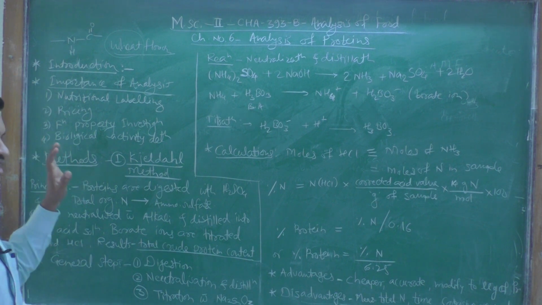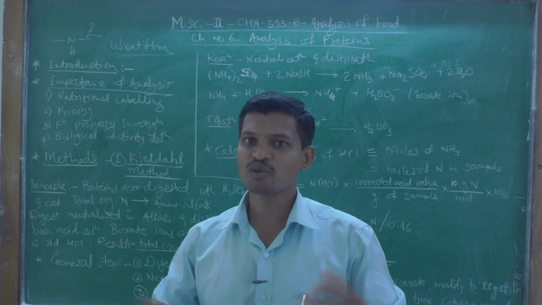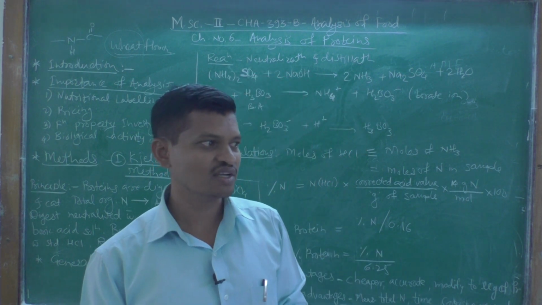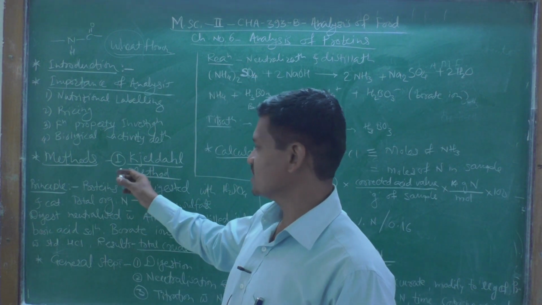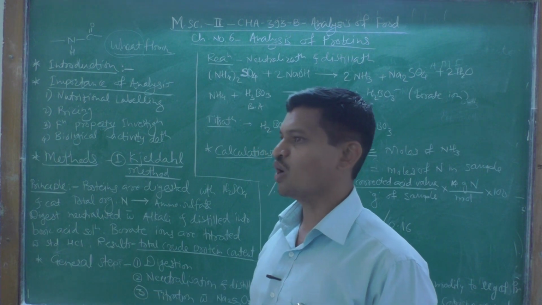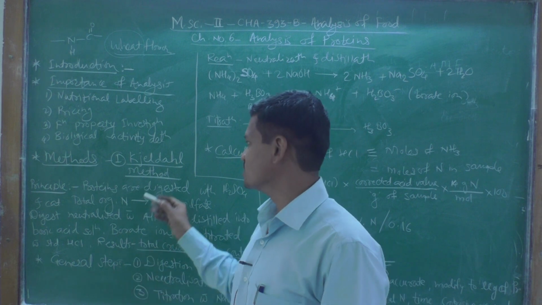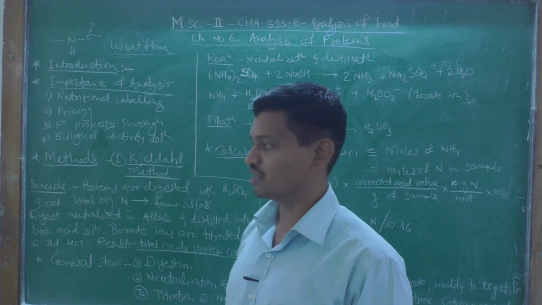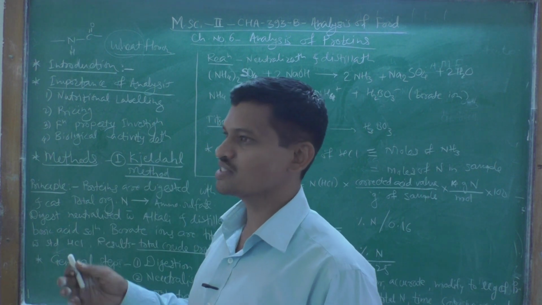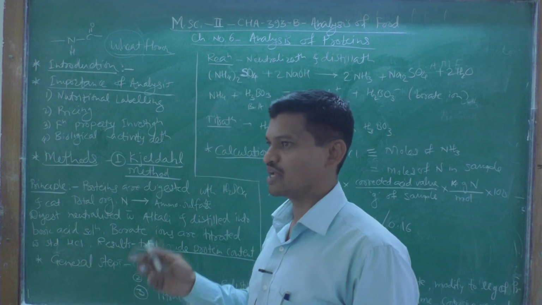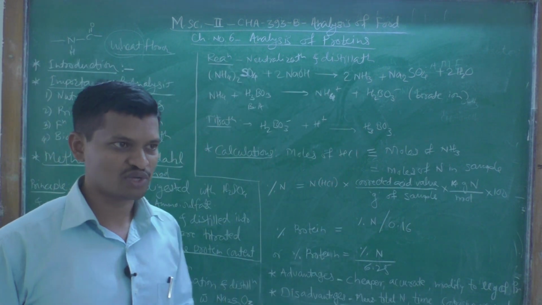Then methods. This is the important part of this chapter. A number of methods have been put forth by different groups of scientists all over the world for protein analysis. Now, protein analysis is done all over the world by a simple, routine, traditional method known as the Kjeldahl method. Kjeldahl is the name of the scientist who discovered this method, and this method is known to us by his name. This is one of the oldest traditional methods for protein analysis.